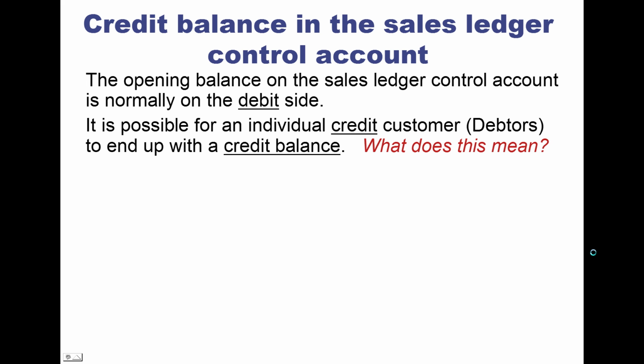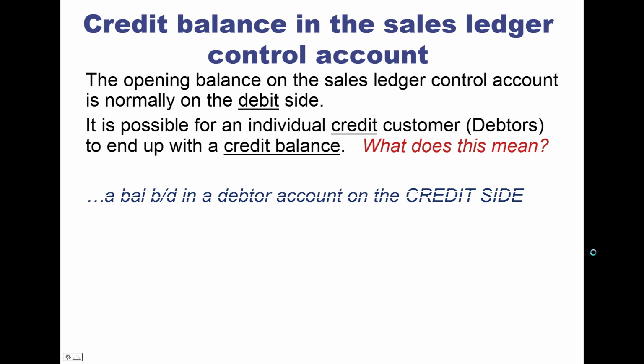It is possible for an individual credit customer, which is a debtor, to end up with a credit balance. This could be one debtor account or several, but it's highly unlikely for it to be all debtors. But certainly some debtors' accounts could end up with a credit balance. So first of all, what does a credit balance in a debtor account mean? Let's go through some key points for that.